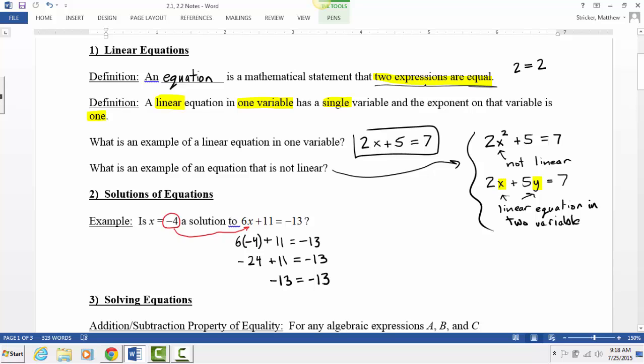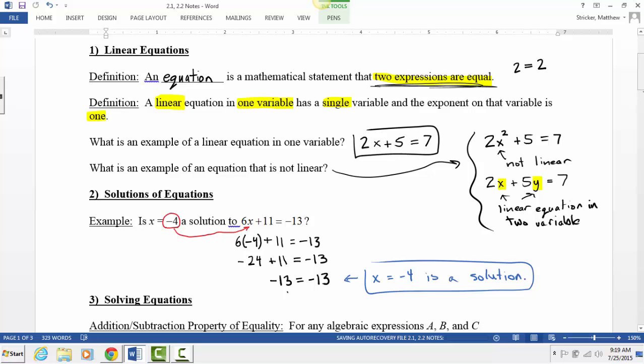Now remember, it's an equation. If the two expressions are equal, well, these are equal. Negative 13 equals negative 13. So we can say x equals negative 4 is a solution to the equation. Alright, so that's how we check to see if values are solutions to equations.